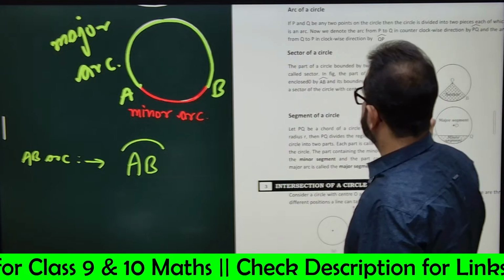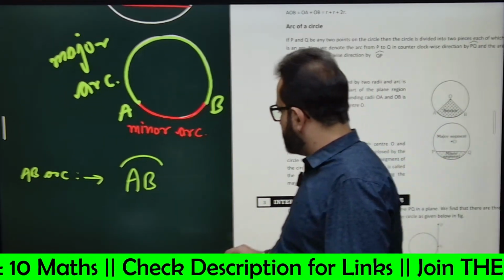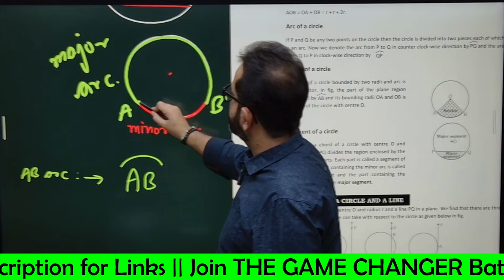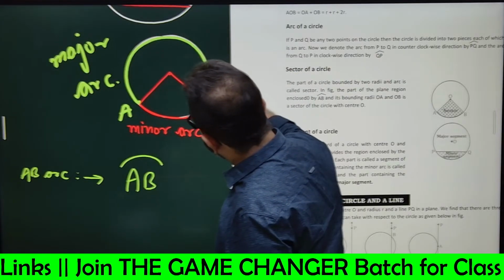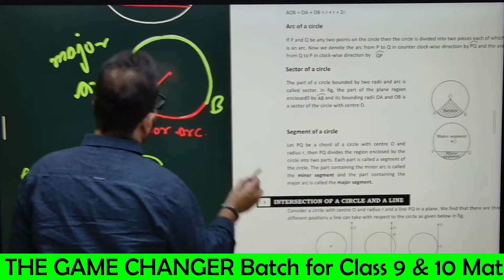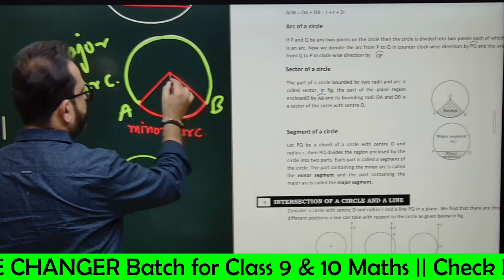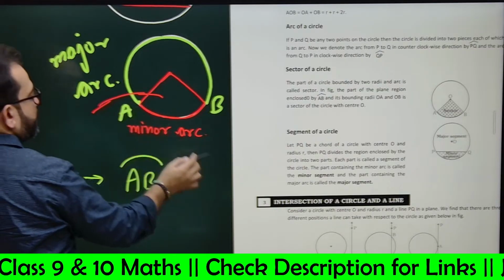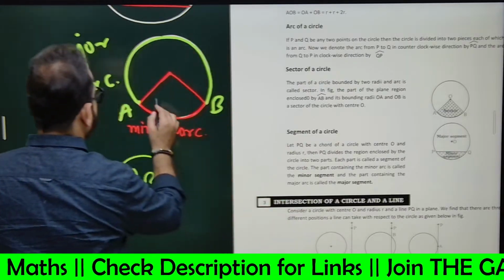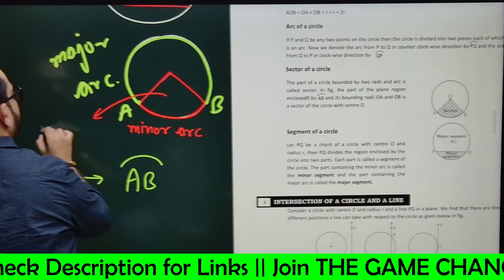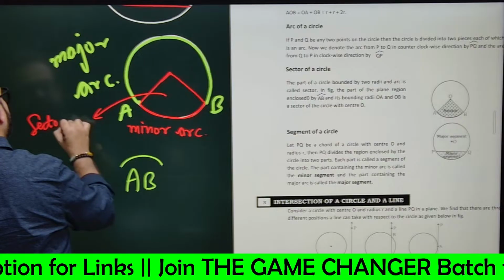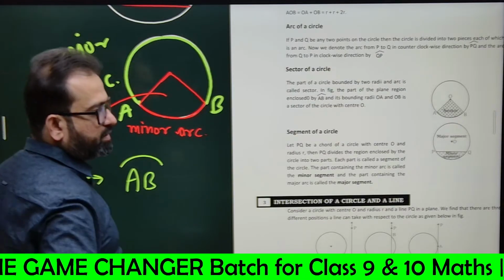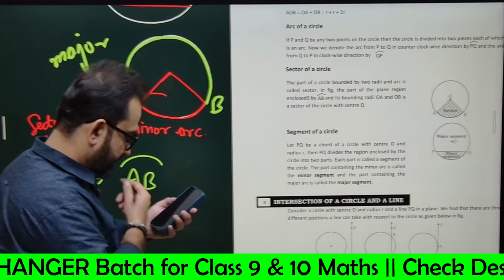Now, sector of a circle. What is a sector of a circle? If you connect this arc to the center, connecting this point to this point, this whole red part will be called what? This complete thing will be called a sector. Sector of a circle. A sector is a part of the circle. We have done it in areas related to circles also, right?